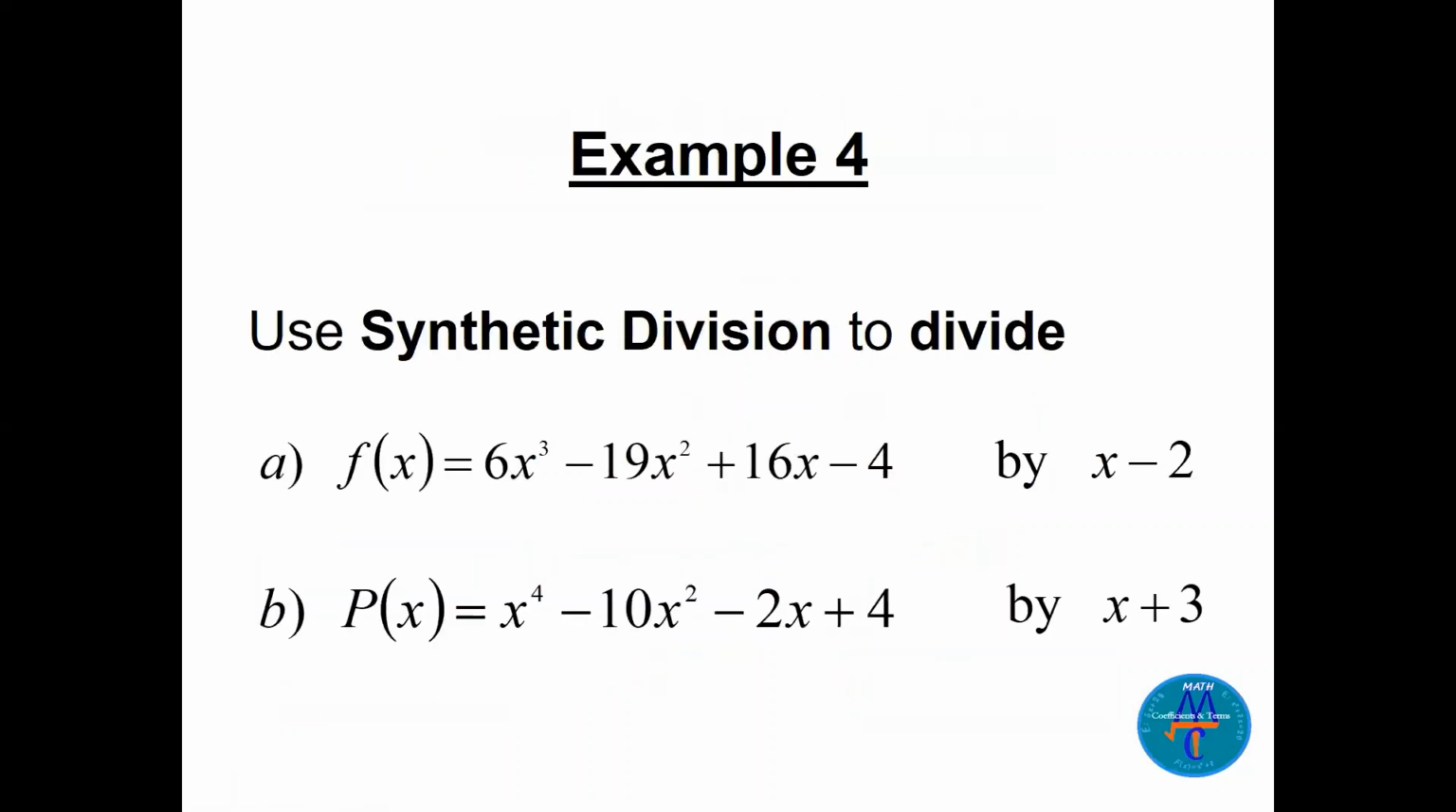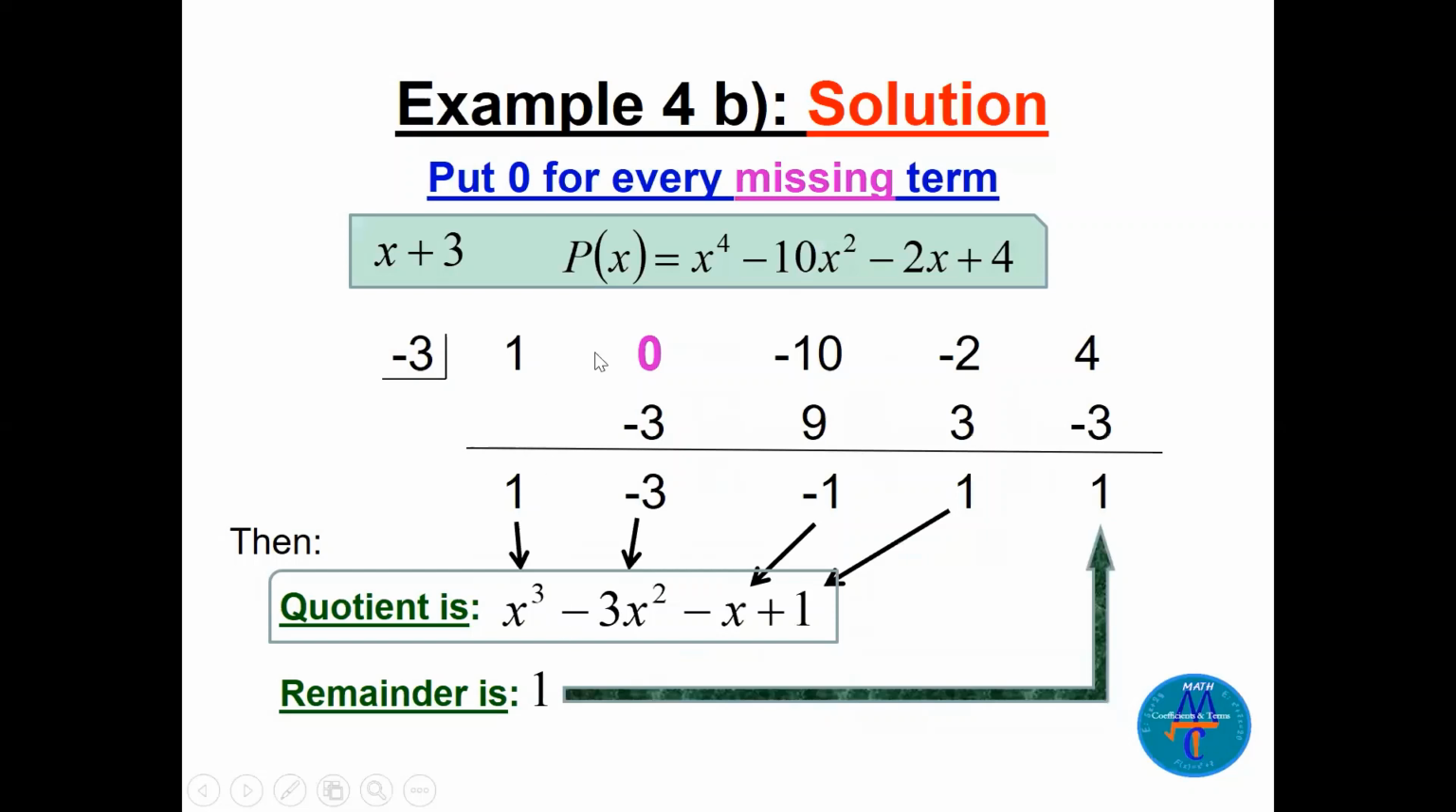Let's see number 2. Can you try it, please? It's nice to try because there is something strange here. See, this is x to the power 4, x squared, and this is x to the power 1. What's happening to the cube? Remember, you have to be careful. In the cube here, I put 0. Every missing term, you have to put a 0. Sometimes 1 missing term, sometimes 2, sometimes 3. Every missing term, you put 0. And then you divide normally.